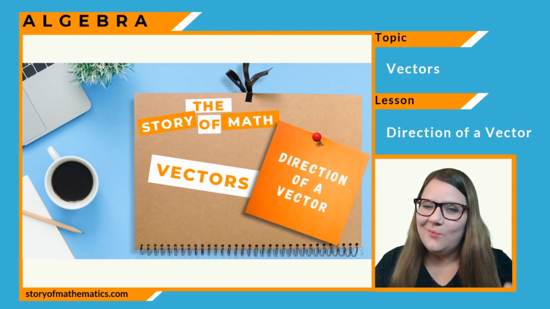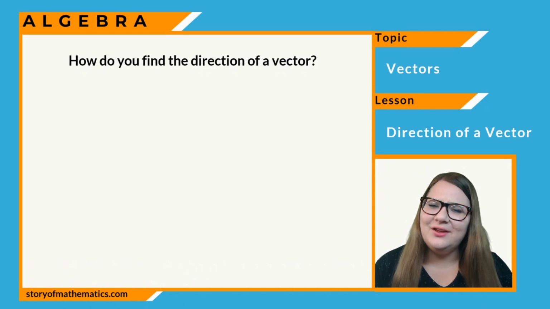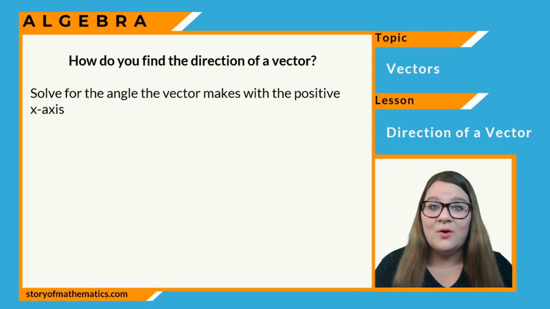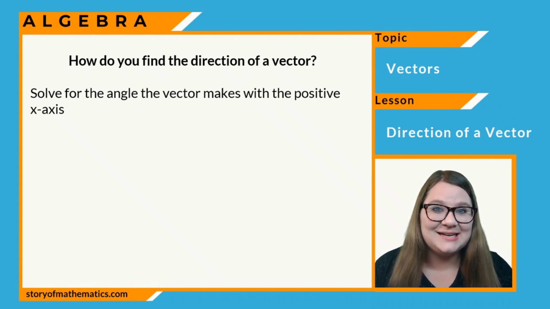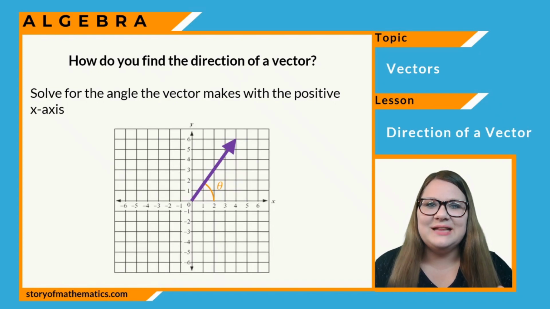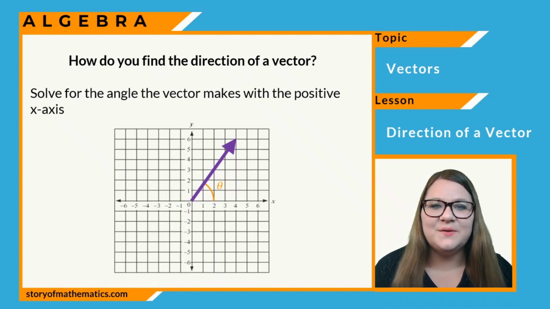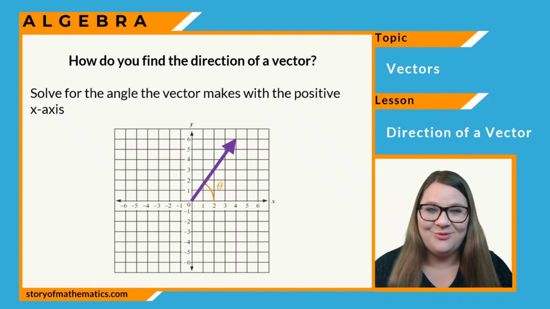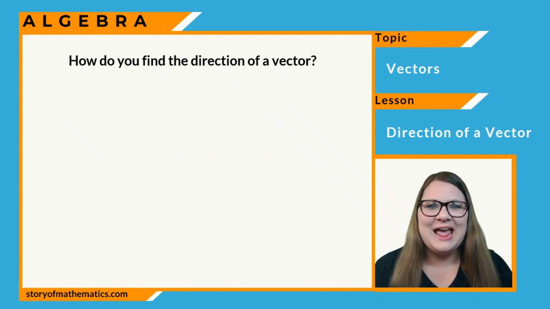Hi, in this video, we're going to talk about directions of vectors. So how do you find the direction of a vector? Well, you're going to be solving for the angle that the vector makes with the positive x-axis. So it would look something like this, where that angle is called theta. Again, it's from the positive x-axis, which we're going to see what the trick looks like for that in just a moment. Now, we're going to be using a formula.